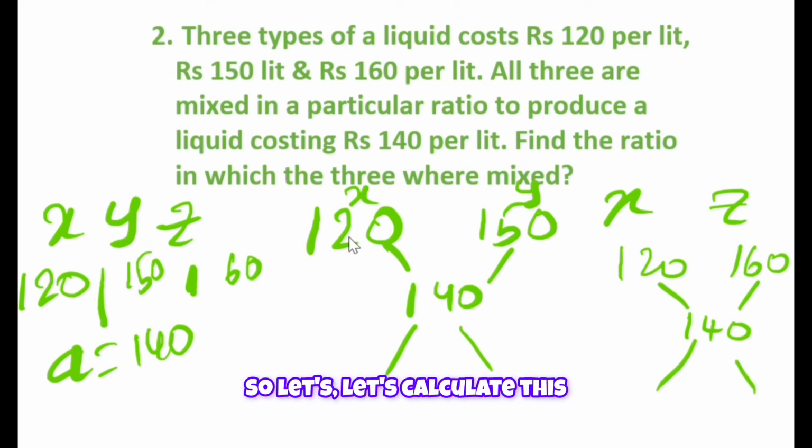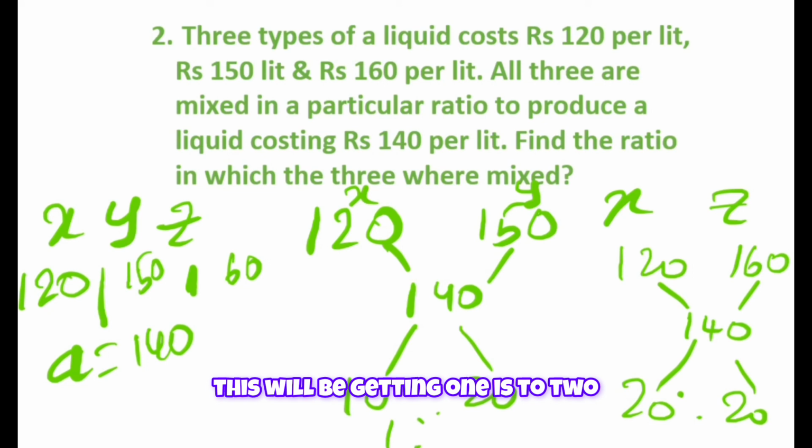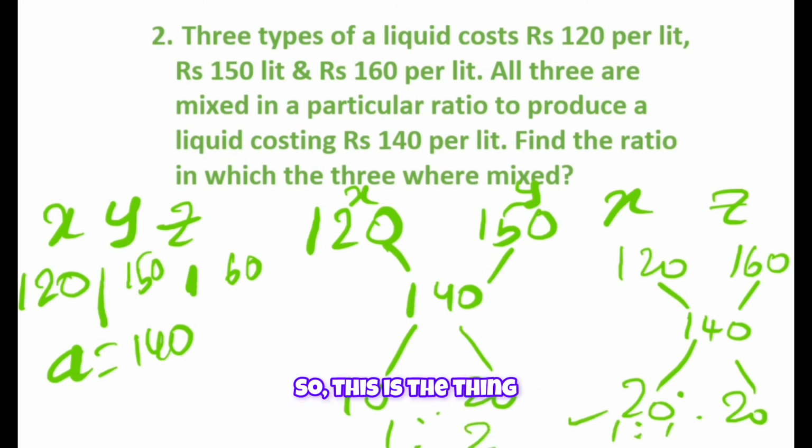So let's calculate this. 150 minus 140 is nothing but 10, and 140 minus 120 is 20. So 160 minus 140 is 20, 140 minus 120 is 20. So this is the required ratio we got. If you simplify it, we will get 1 is to 2, and 1 is to 1. So this is the thing.